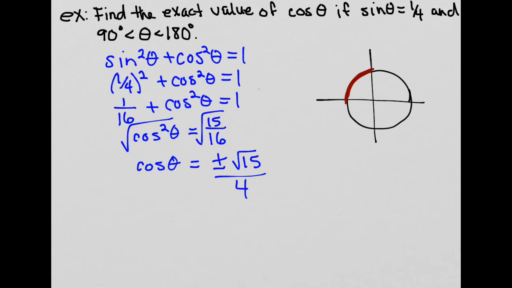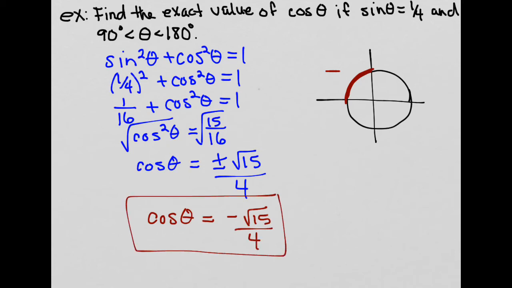And cosine represents the x values, so you want to think, what sign will the x coordinates have in this second quadrant right here? Well, the cosines, or the x values, will have a negative sign. So that'll be negative, so that means that our cosine with the given angle range is going to be the negative square root of 15 over 4. So that was negative x.